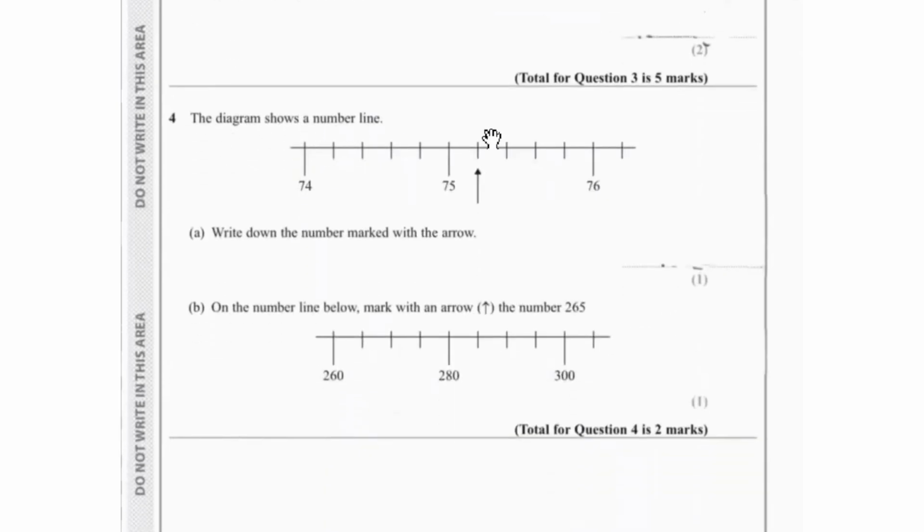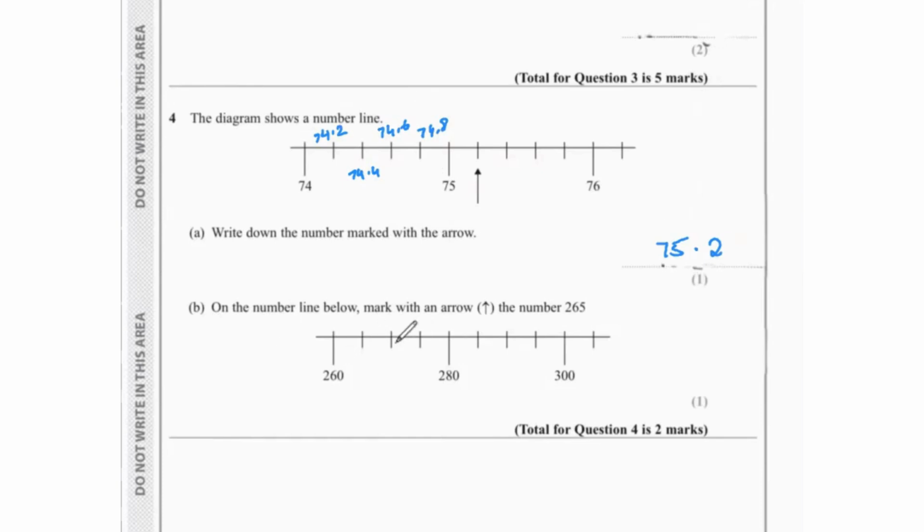Then the diagram shows a number line. Write down the number marked with the arrow. Between 74 and 75, we have 5 divisions, which means this is 74.2, this is 74.4, 74.6, 74.8, and then we have 75. So this would be 75.2.